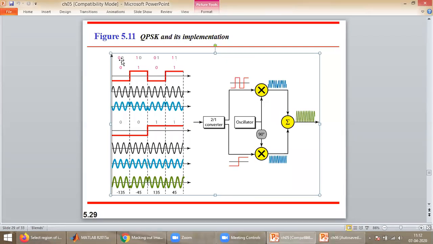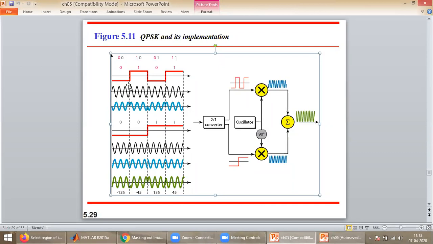Next, take the second bits of every two bits: 0 0 1 1. For those bits also generate a digital signal. So 0 0 1 1: negative negative, positive positive. This is the digital signal for 0 0 1 1. After that, use an oscillator to generate the carrier signal.